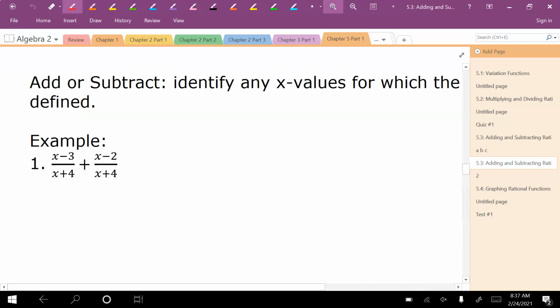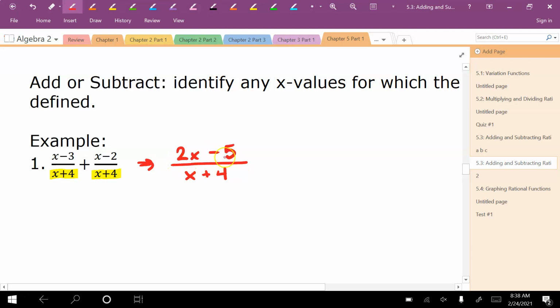For this first one, I have common denominators because they both are over x plus 4. So I don't really need to do any multiplying by anything for this one because they're already like each other. So we can go ahead and simplify. I'm just going to keep it over x plus 4. Now in the numerator, you have to add your like terms. So what's x plus x? 2x. And then what's negative 3 plus negative 2? Good, negative 5. So we have 2x minus 5.